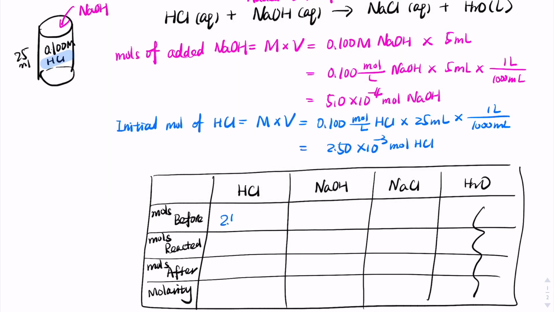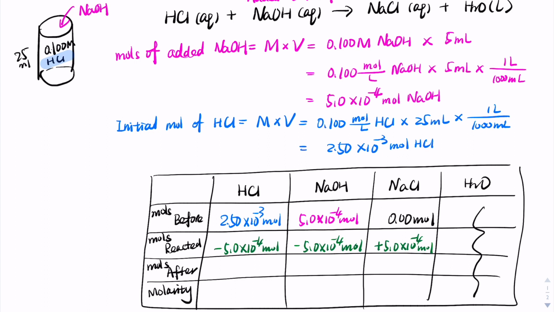2.5 times 10 to the power negative 3 moles. And then at this moment, before the equivalence point, you just added 5 times 10 to the power negative 4 moles of sodium hydroxide, and this was 0. Then for reacted, you have a smaller amount of sodium hydroxide, so it will be completely neutralized and everything will be gone. So you subtract 5.0 times 10 to the negative 4. Since this is a 1-to-1 ratio, the same amount of acid will be needed to neutralize the strong base you added, and the same amount of the salt will be produced.